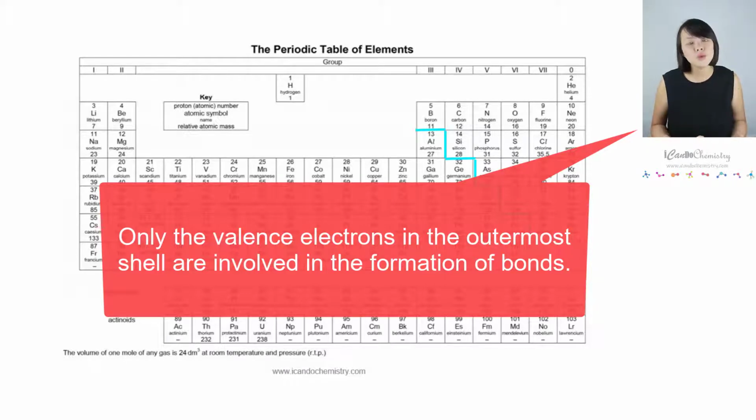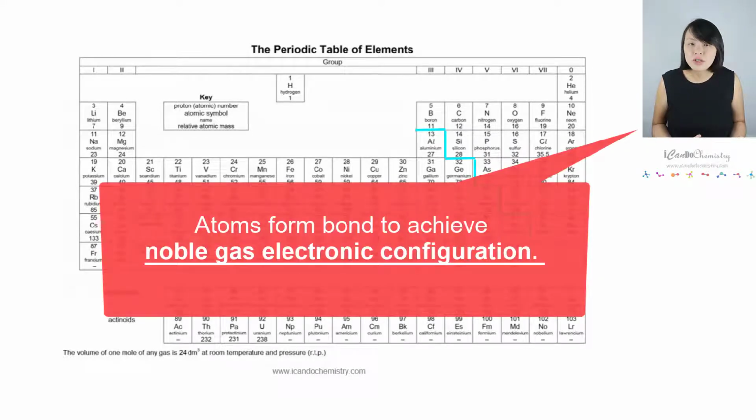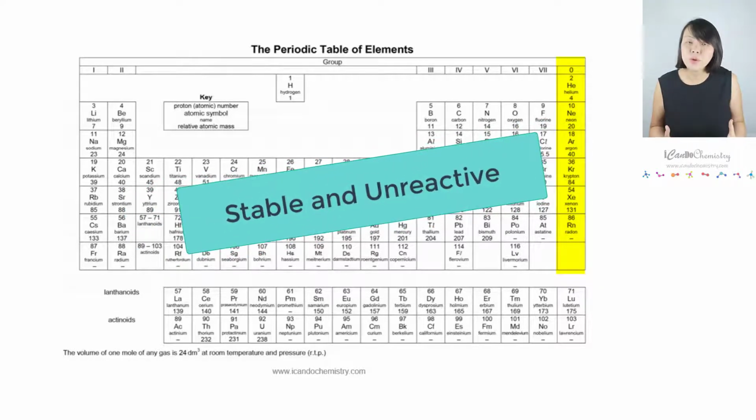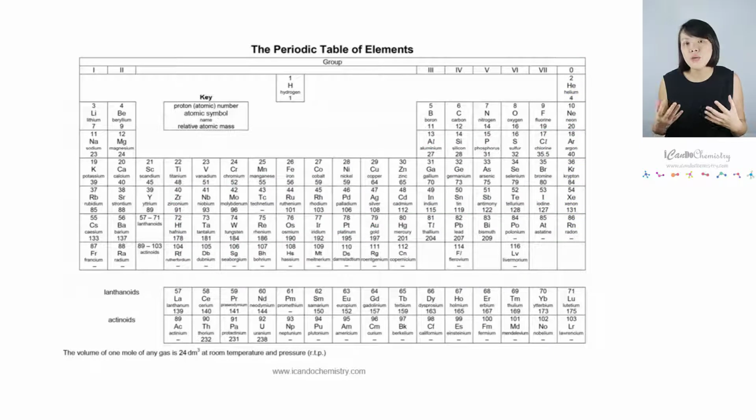Now why do atoms want to form bonds? Because they want to achieve noble gas electronic configuration. Noble gases, which are found in group 0 in the periodic table, are actually very stable and unreactive. Now all our atoms want to attain the electronic configuration of these noble gases. Hence, they undergo chemical reaction and form bonds.